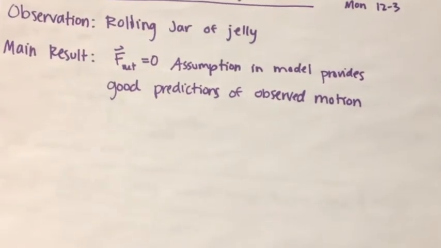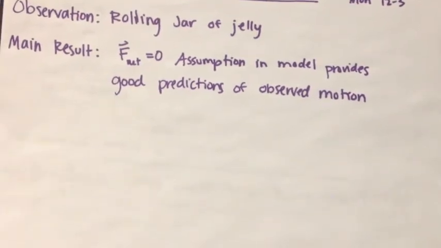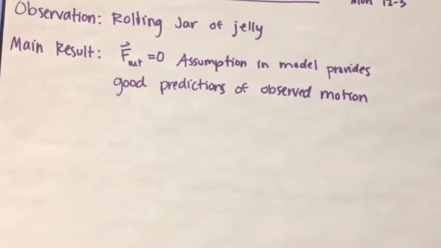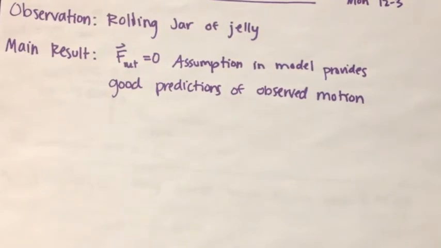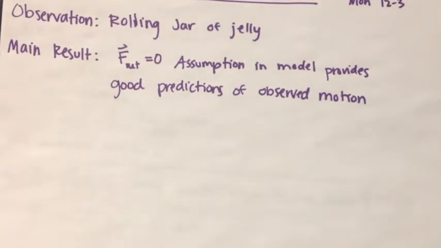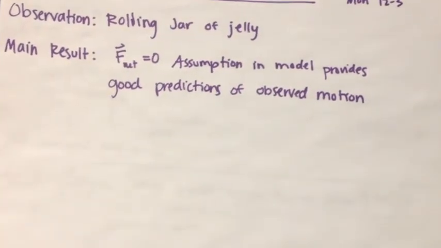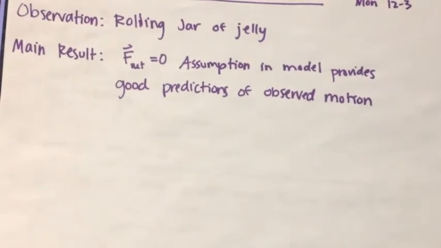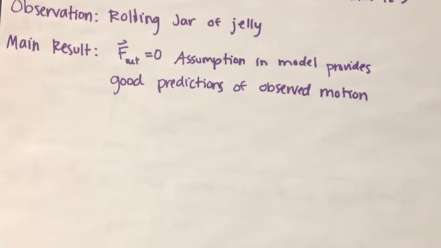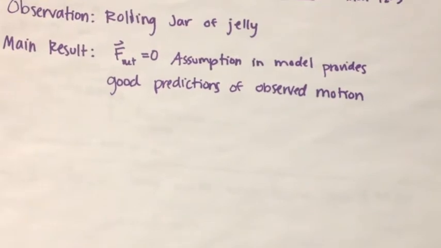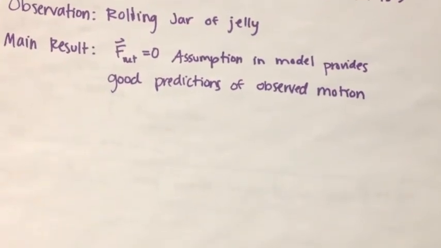So what we did was we took a video of a motion. I did it of a rolling jar of jelly, modeled it with VPython, and then predicted the motion with a model by using Newton's second law. We were trying to prove that the F net equals 0 in the model, and it provided a good prediction of the observed motion, showing that the F net is 0 in constant velocity.